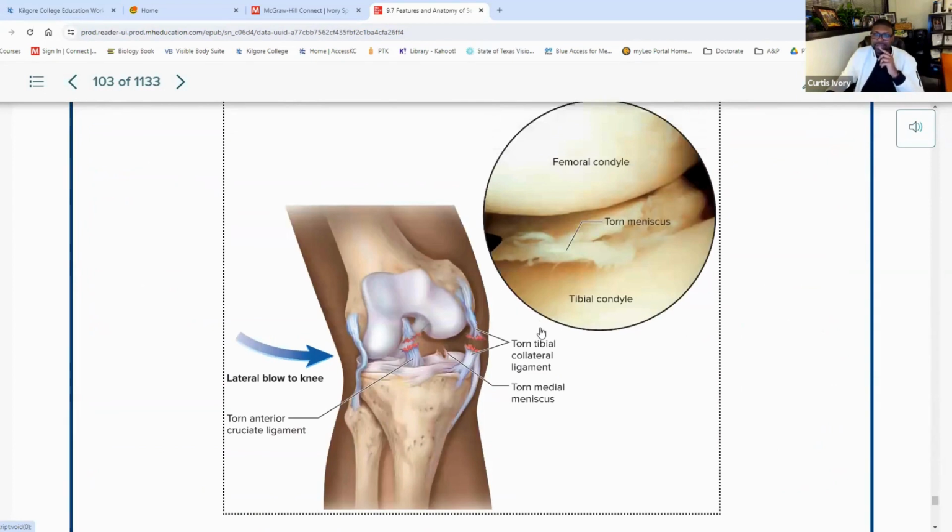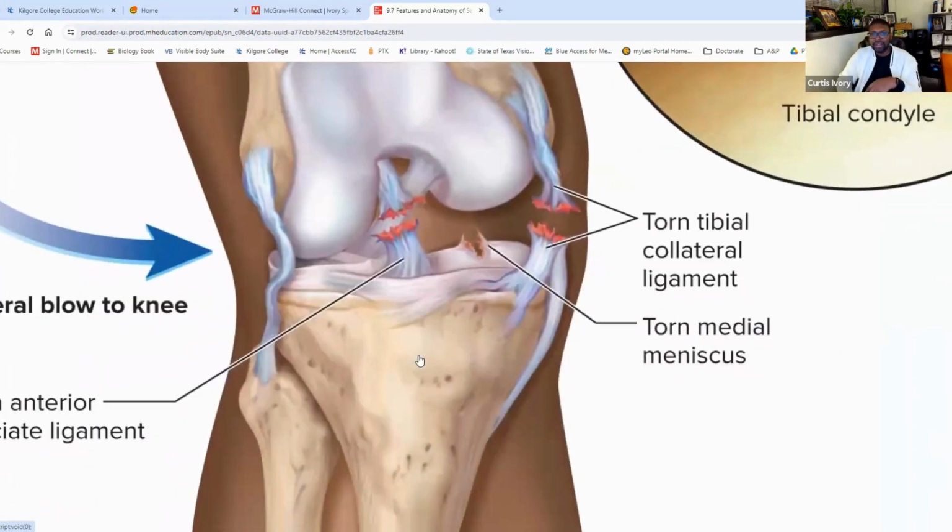So here we can see what the meniscus looks like. But this is what mine looked like when they went and cleaned mine. So you can see here, if someone got kicked in the knee or got a blow to the knee, you can see those collateral ligaments. This one, it's sprained, it's definitely weakened, but it's still intact. But if we look closely, we can see how the anterior cruciate ligament is torn, but the PCL isn't. We can see the meniscus is torn, and we can also see how this collateral ligament is torn.